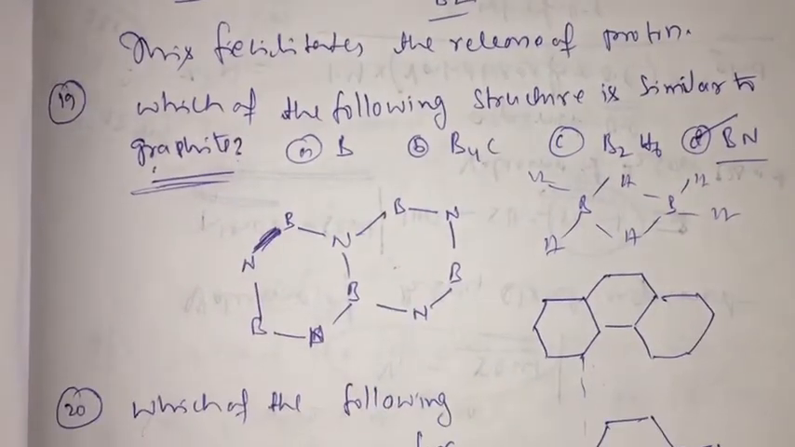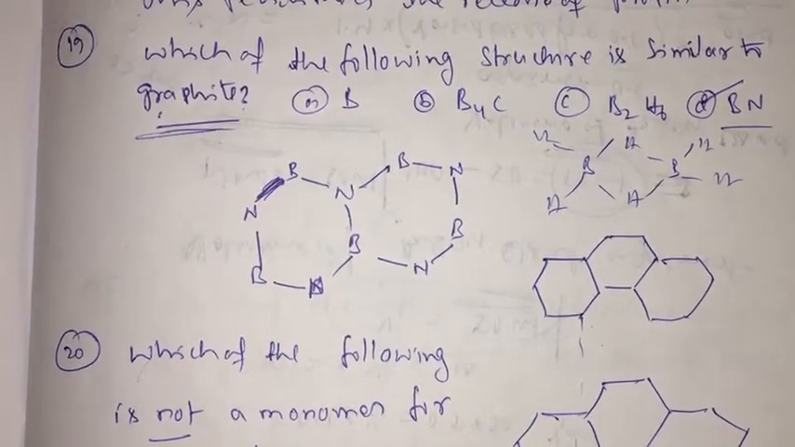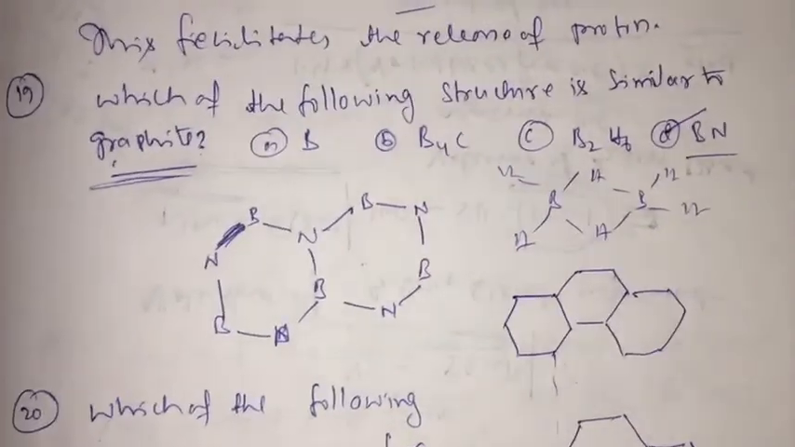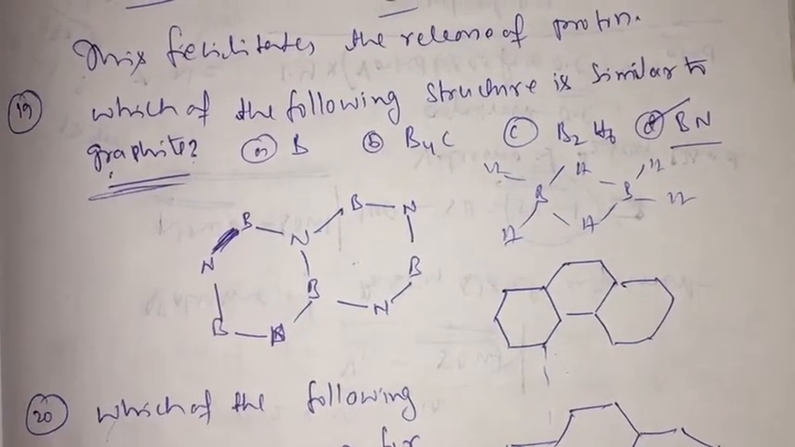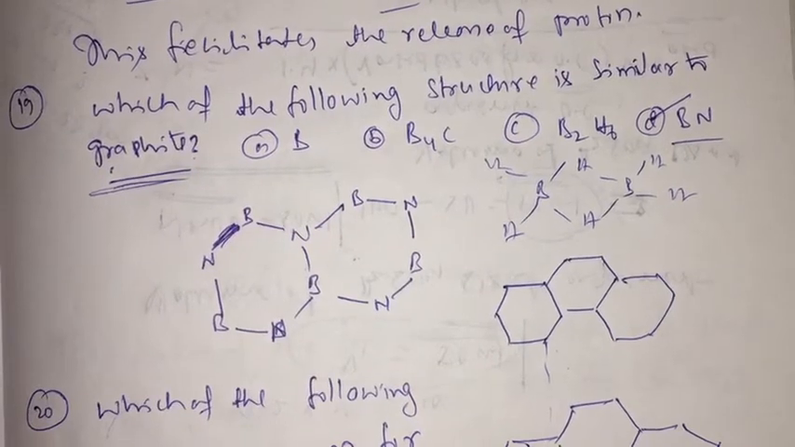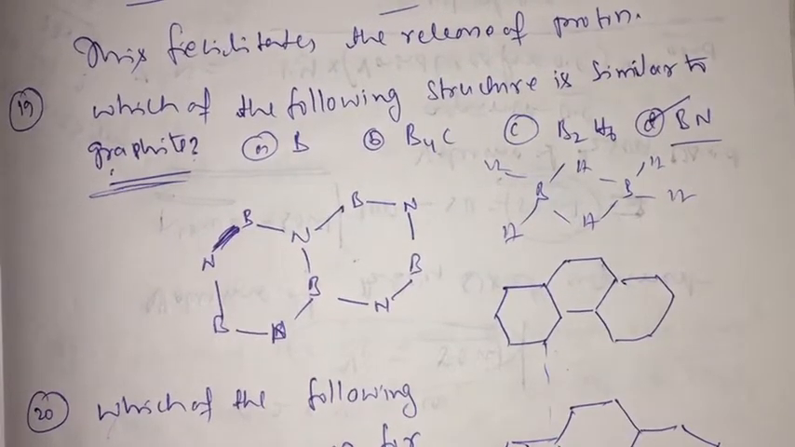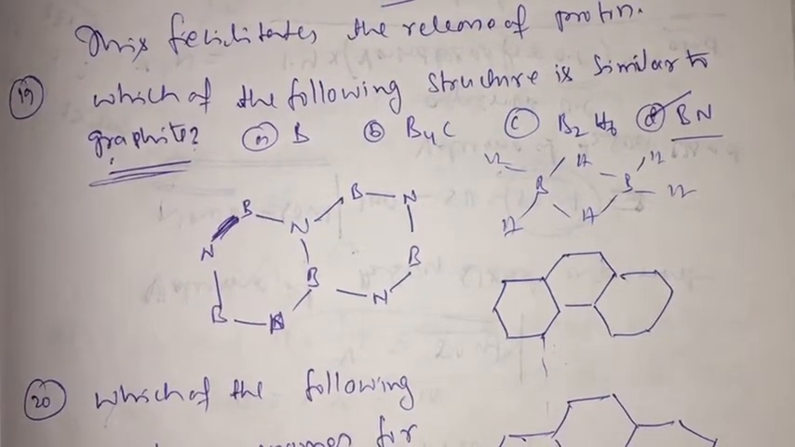Next, which of the following structures is similar to graphite? If we take the structures, the BN structure is similar to graphite. This is a layered type of structure like graphite, and BN has the same, so BN is similar to the graphite structure.